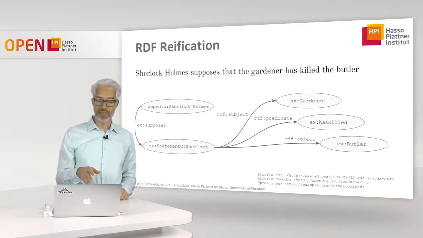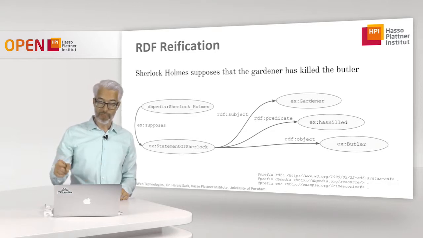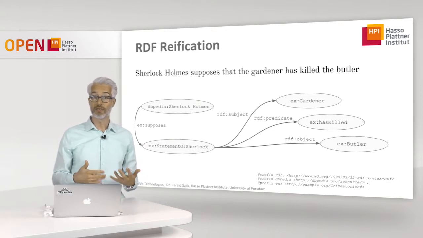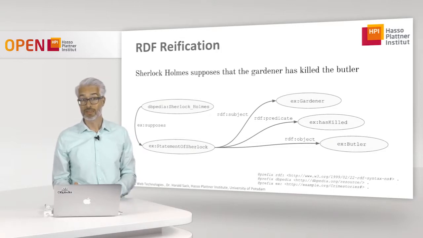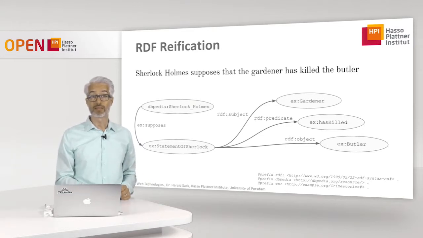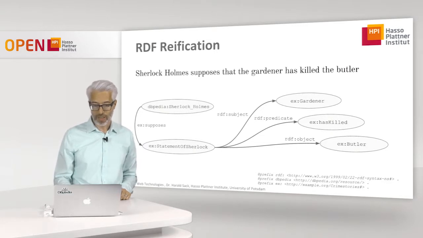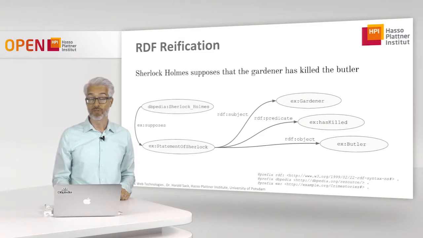So I explicitly assign to this statement a subject, a predicate, and an object. In this way, I can intertwine, I can interleave these two different assumptions and these two different statements. So I can make assumptions about assumptions, statements about statements. And this is called reification. And of course, I could also make more complex statements out of that. So this is one means to further extend the expressivity of RDF.